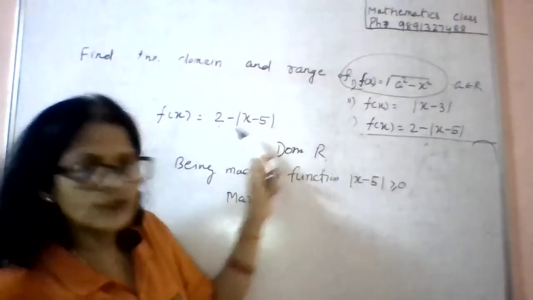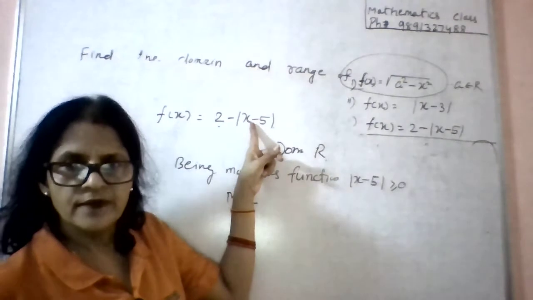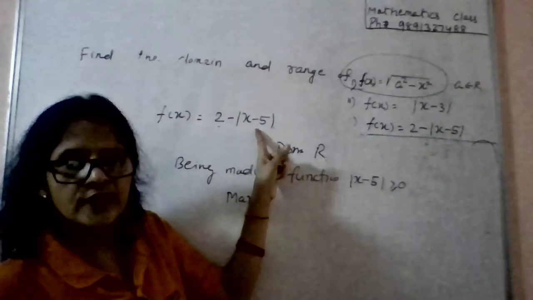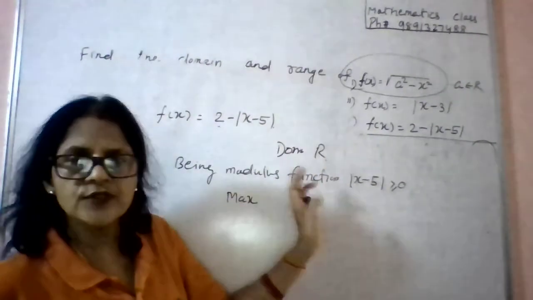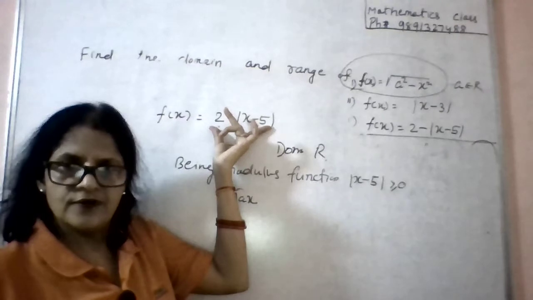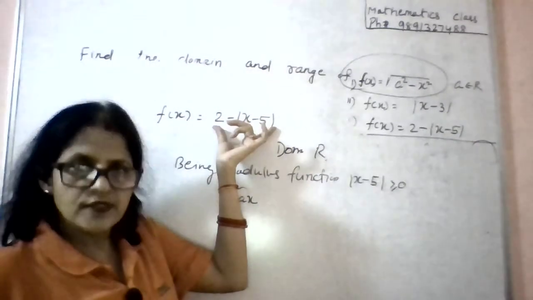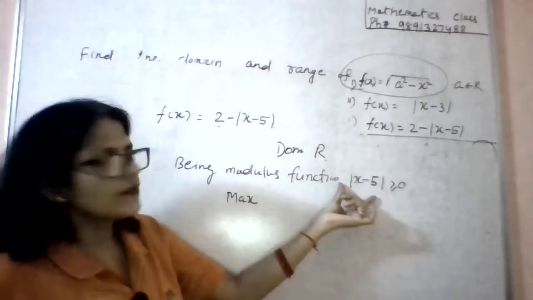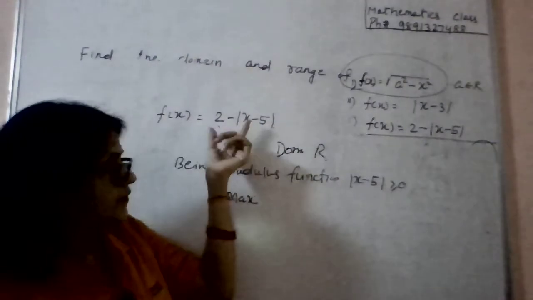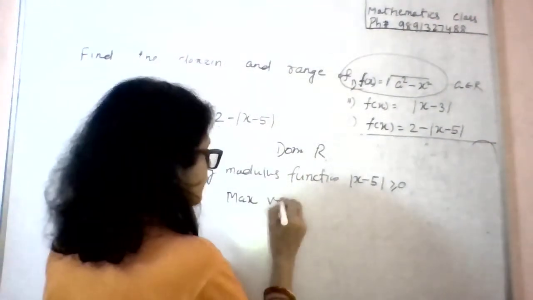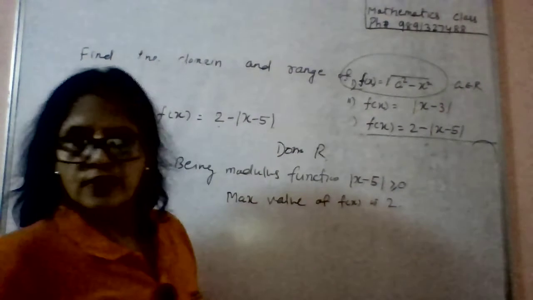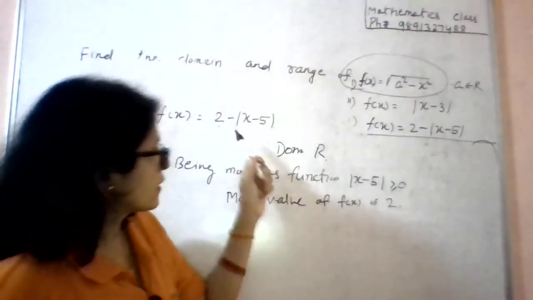If it is more than 0, suppose for example 1, it means 2 minus 1, right? If you take 2, you are getting 0. It means whenever it is greater than 0, it is continuously increasing, so the value of the function is decreasing here. So the value is maximum when x minus 5 equals 0. So x minus 5 equal to 0 means f(x) equals 2. So the maximum value of f(x) is 2.